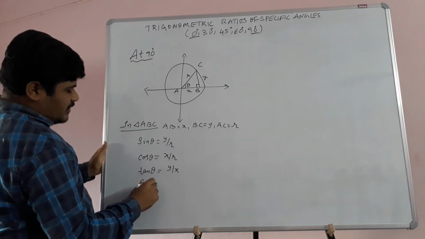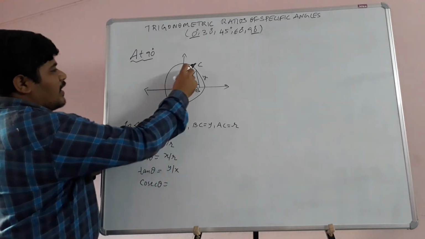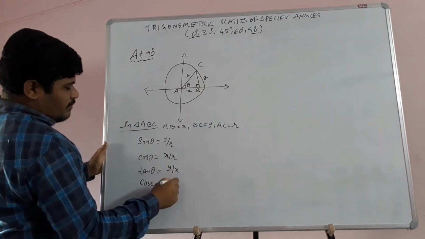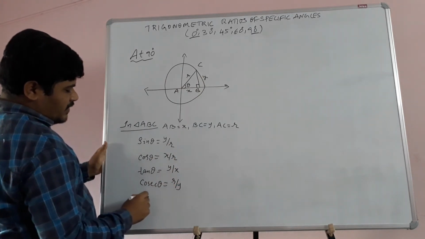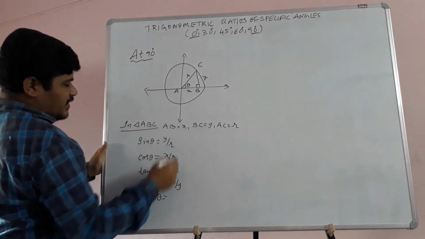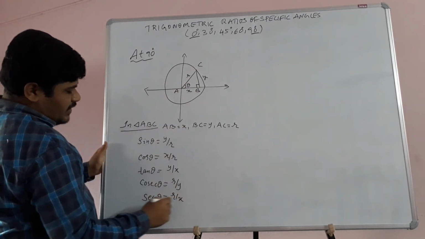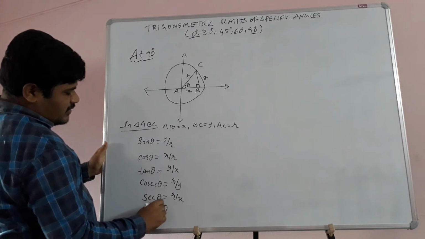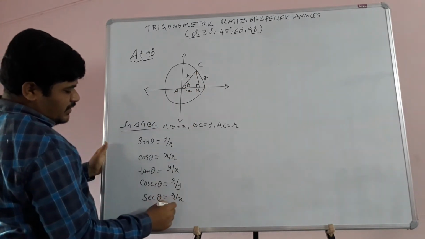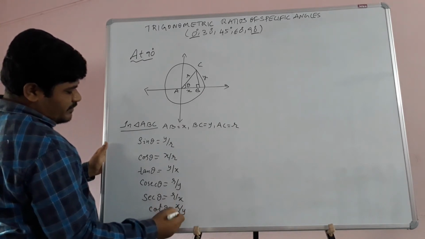Cosec theta is equal to hypotenuse by opposite side, so r by y. Sec theta is equal to hypotenuse by adjacent side, r by x. And finally cot theta is equal to adjacent side by opposite side, that is x by y.